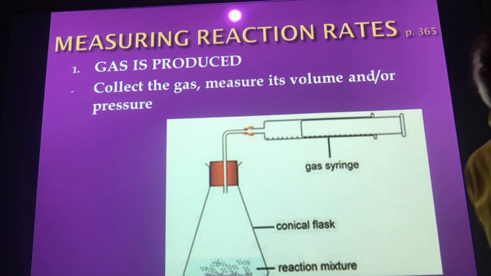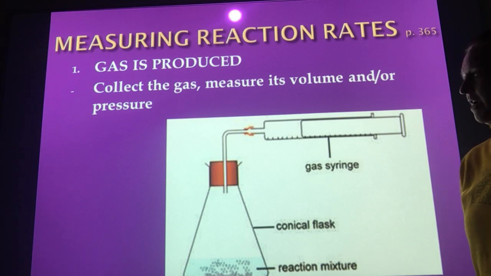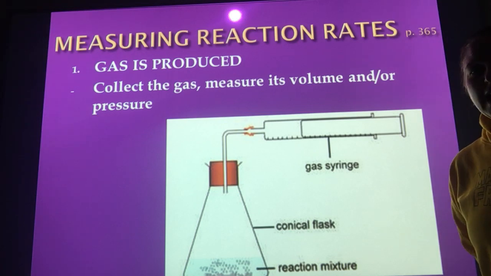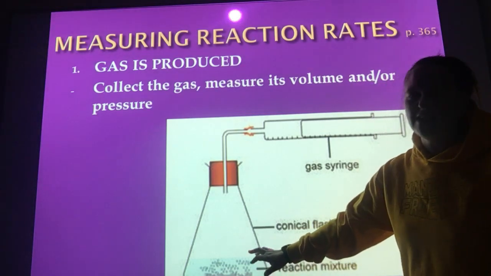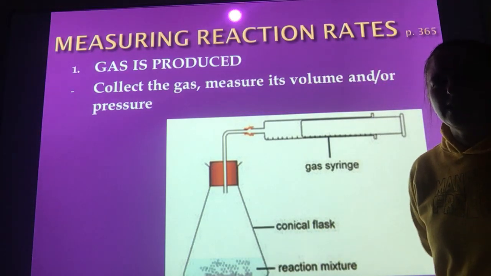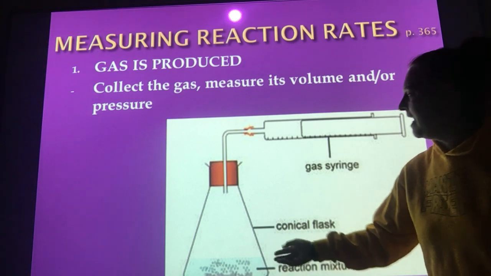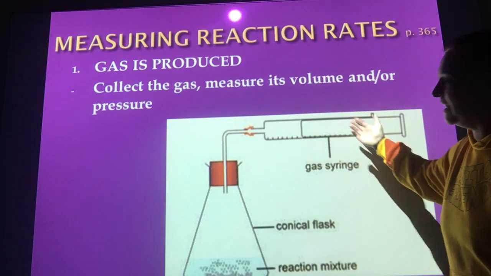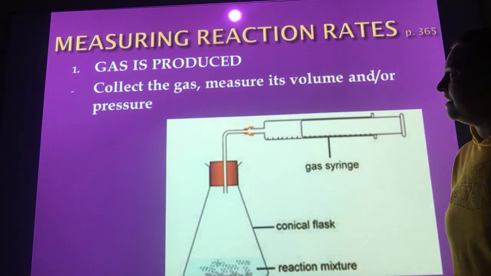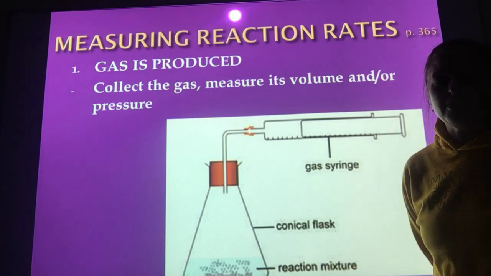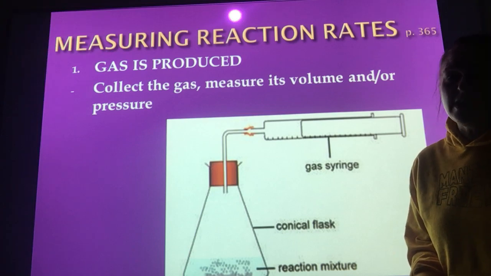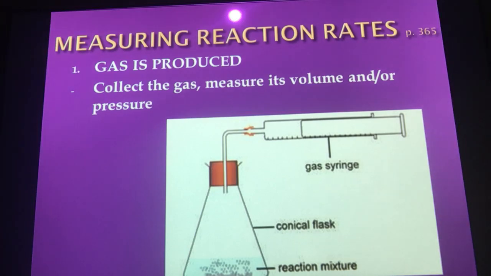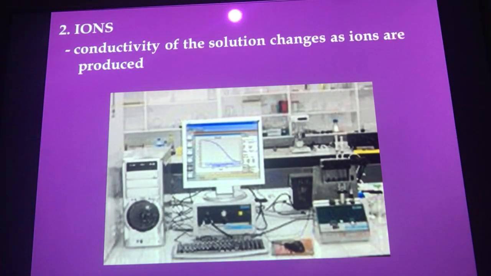If a gas is produced, then it's pretty simple. You just collect the gas and measure the volume and/or the pressure. So that's a pretty easy way to see how fast or how slow a reaction rate is going. So gases, we've done some reactions where you produce a gas, the zinc and hydrochloric acid, and you saw the bubbling. So when a gas is produced, if you can collect the gas in a separate container, just collect it and measure the amount of gas produced. And that's pretty easy. The more gas produced, the faster the reaction. The less gas produced, the slower the reaction. So that's pretty straightforward.